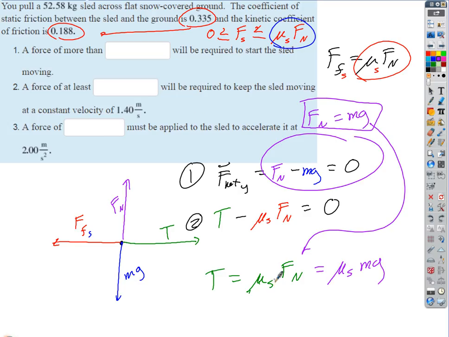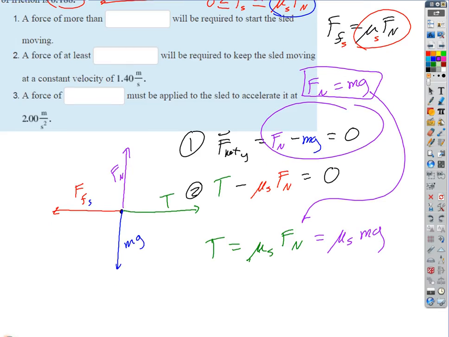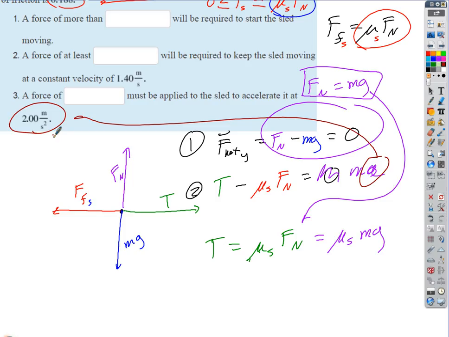And then finally, down at the bottom, the last one asks what the force would have to be if the acceleration was 2. Well, then in equation number 2 here, we'd actually have ma, where a would be that, right? And then I would solve for T. See how that works? Isn't that impressive, that you can do stuff like that with not horribly complicated physics? All right.